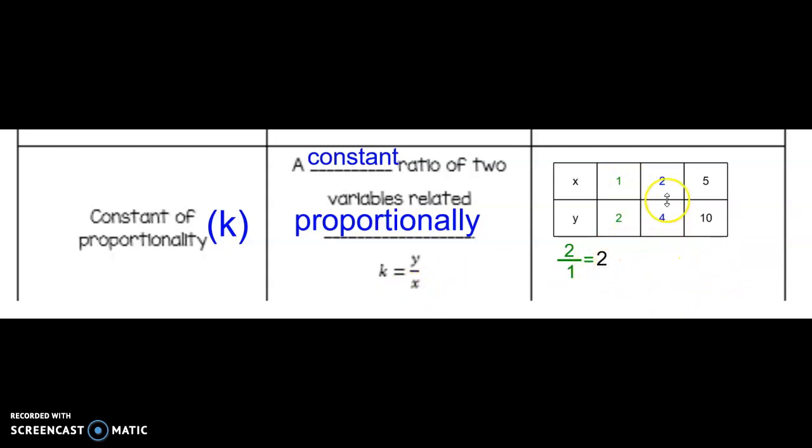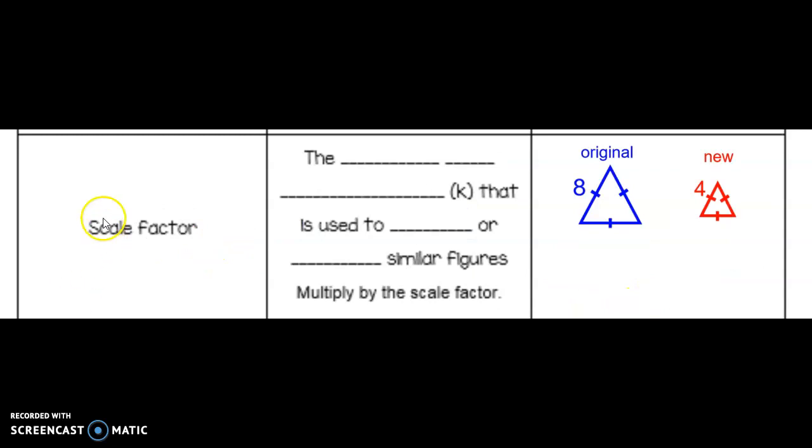But I can't assume that until I've checked my entire table, unless they tell me that it is a proportional relationship. So looking at my next set, we have 4 and 2. My y divided by my x. Well, 4 divided by 2 is also 2. And lastly, 10 divided by 5, which is also 2. So we can say that this is in fact a proportional relationship, and that our constant of proportionality, or K, is equal to 2.